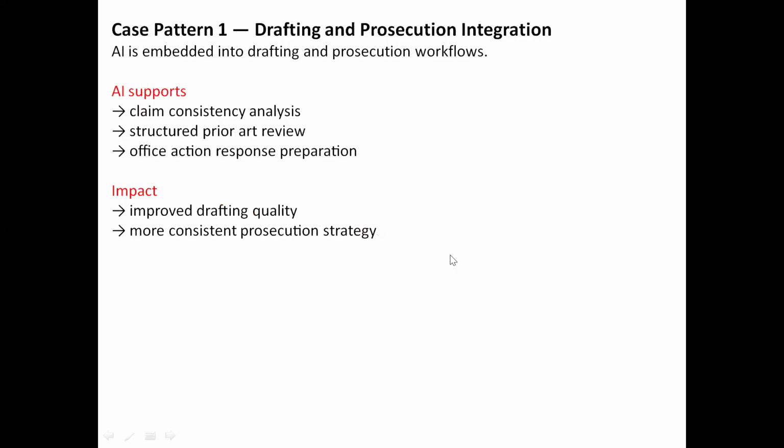Case pattern one is just a summary of a big grouping I have observed through the disclosed information: drafting and prosecution integration is very common. AI is embedded into drafting and prosecution workflows. AI supports claim consistency analysis and structure prior to review, and office action response preparation. This improves drafting quality and gives a more consistent prosecution strategy.